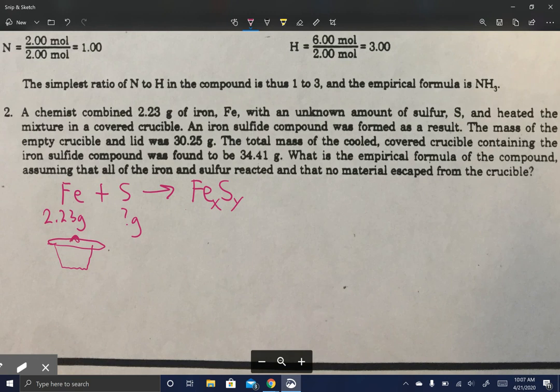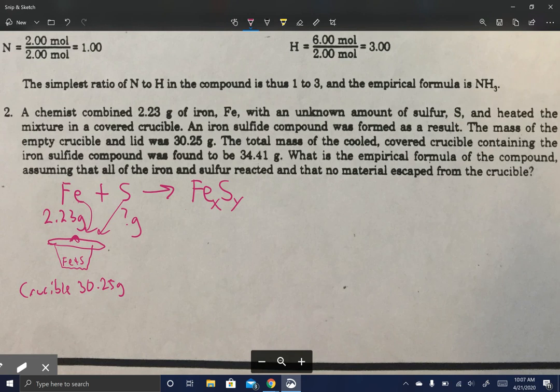All right, so inside here, we added the iron and the sulfur, right? So we got Fe and S in the crucible. We know part of this mass is 2.23. So part of the iron and sulfur mass inside. Now, they did tell us that the mass of the empty crucible itself, without the iron and sulfur in it, is 30.25 grams. After you put the iron and sulfur in, you heat it. Now you have the crucible with iron sulfide.